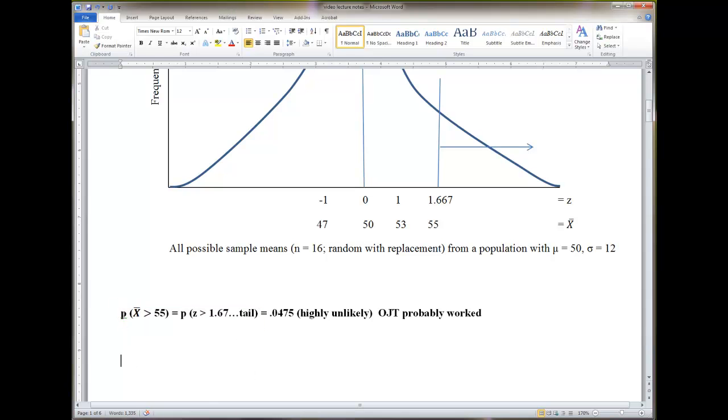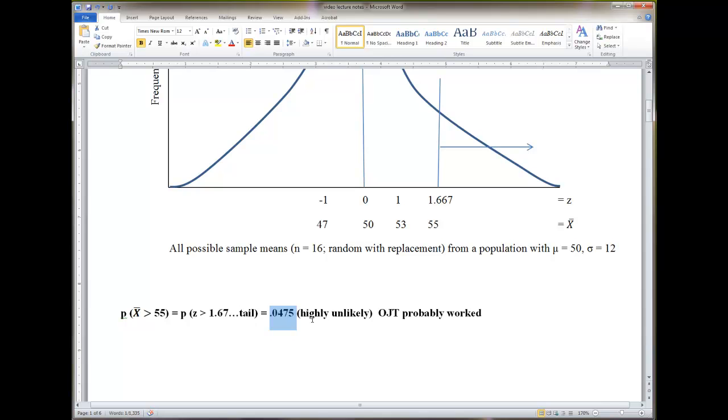You can say the probability of getting a sample mean greater than 55, or the probability of getting a z-score for the mean greater than 1.67. Those two things mean the same thing because the z-score for 55 is 1.67. So there you go. And I just put a little note there that you are looking in the tail. And 0.0475 is the probability associated with a score greater than 55.